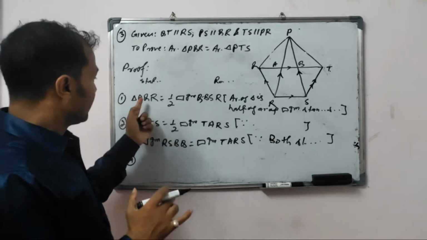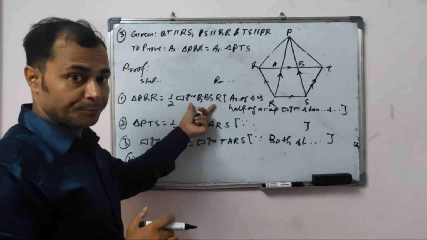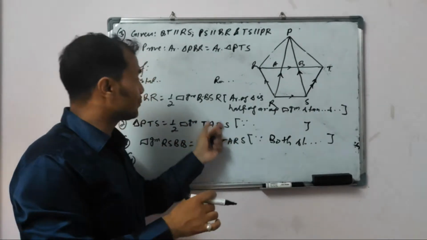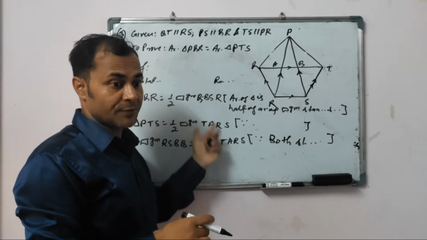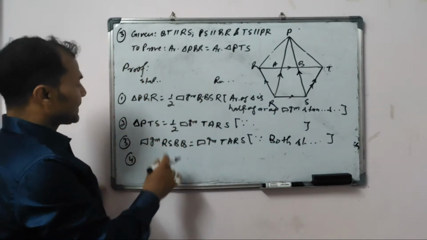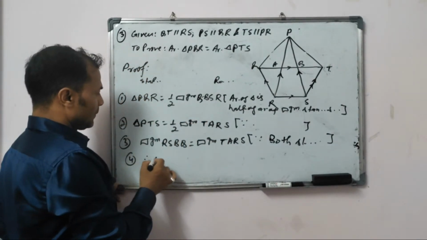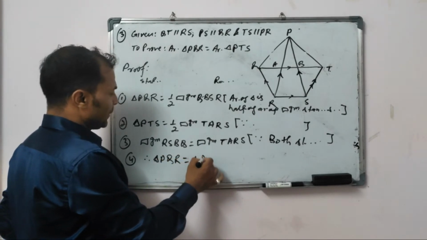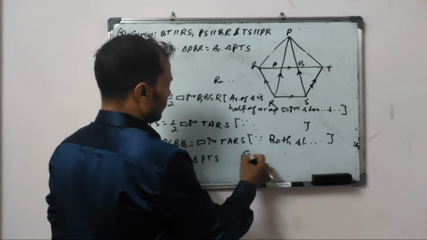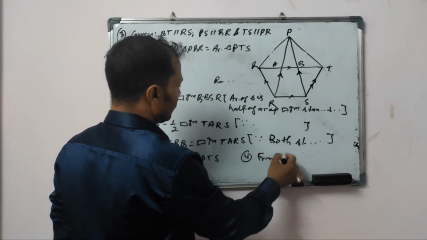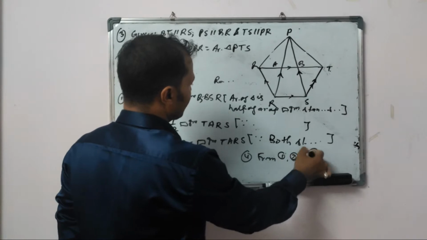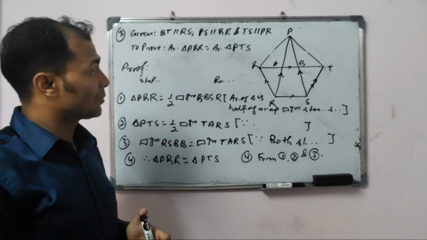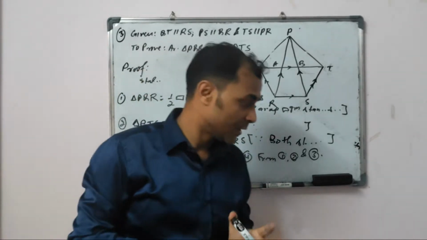Now what you can see is this triangle is half of this parallelogram, right? This triangle is half of this parallelogram, but in fact these two parallelograms are equal. So what you see is ultimately this triangle goes to this. Therefore, triangle PQR equals triangle PTS, from 1, 2, and 3. That's it. So this is how we prove this equation. Is this clear, guys?